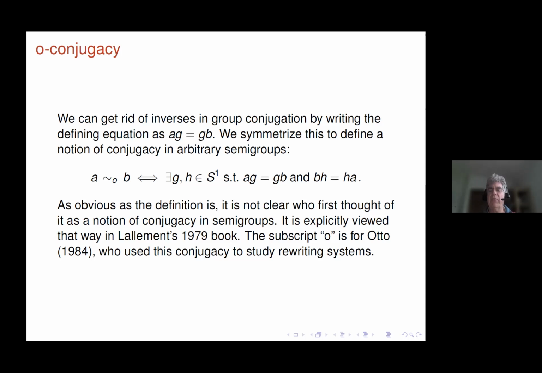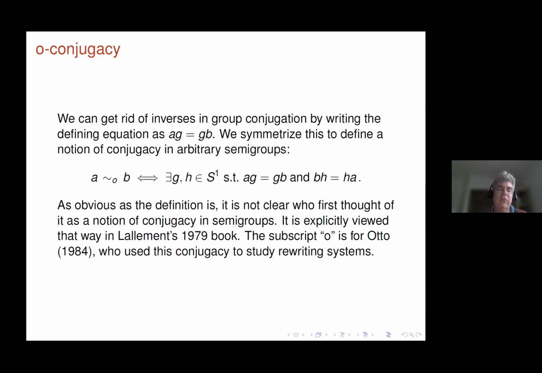So if we symmetrize this, then we obtain a notion of conjugacy in arbitrary semigroups. This is again an equivalence relation, and another requirement that you might ask for any reasonable notion of conjugacy, besides the fact that it should be an equivalence relation, is that when you're talking about groups, your notion should agree with the classical one for groups. So we're denoting this by tilde sub O.